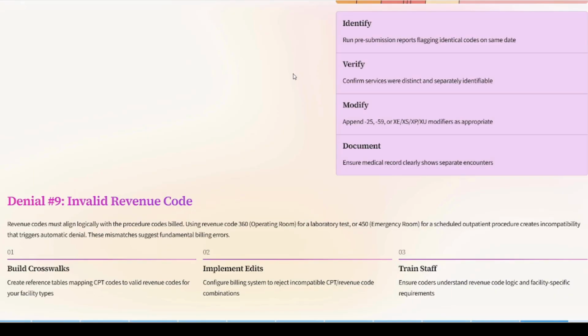Revenue codes should align logically with the procedure codes billed. Using revenue code 360, for example, but having a laboratory test, or using revenue code 450, which signals an emergency room, for a scheduled outpatient procedure, creates incompatibility that triggers automated denials. These mismatches are a fundamental billing error. Okay, revenue 360 means that the patient had some kind of surgery. You will not have a lab code on that revenue line.